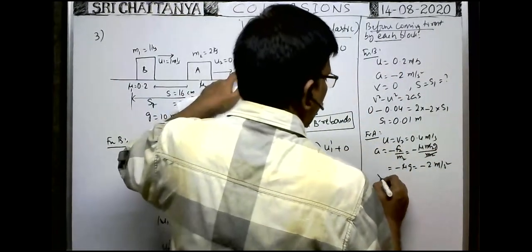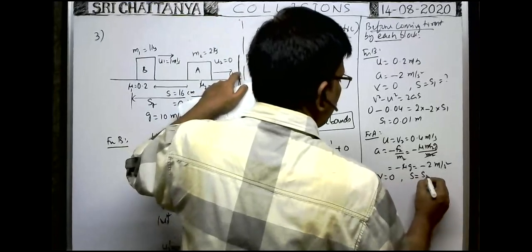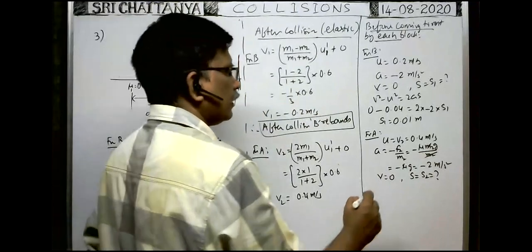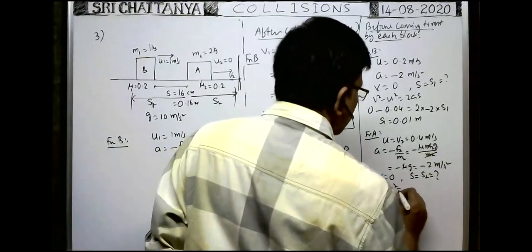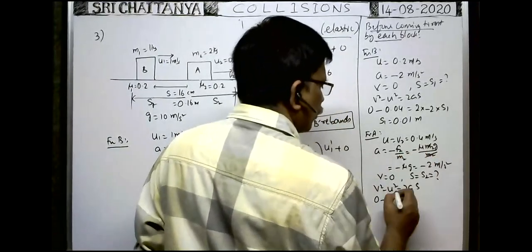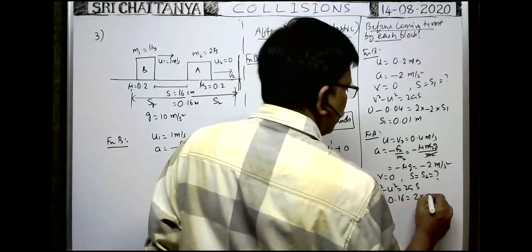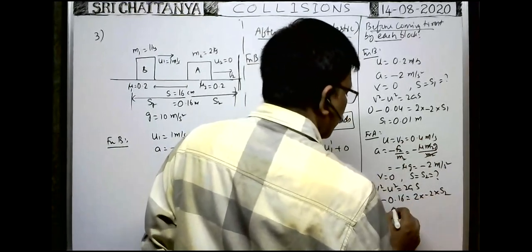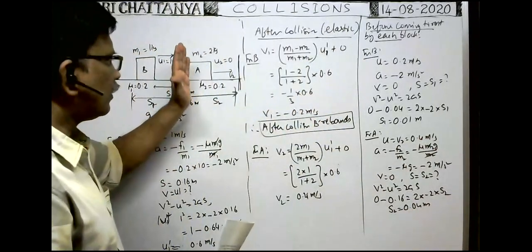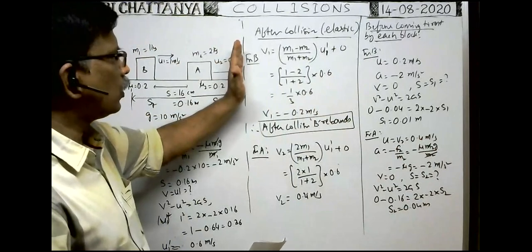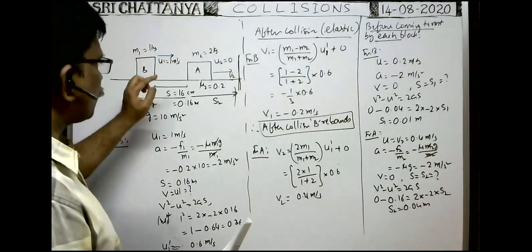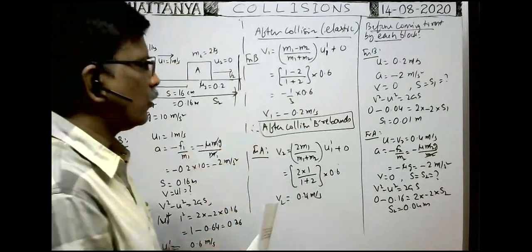Before coming to rest, that means the final velocity becomes 0. What is the distance traveled? That is s2. Again, from v square minus u square is equal to 2as. 0 minus u square means 0.4 whole square, which is 0.16, equal to a, minus 2, into s2. Therefore s2 is equal to 0.04 meter. So before coming to rest, this block travels a distance of 0.04 meter, and block B travels s1, 0.01 meter.